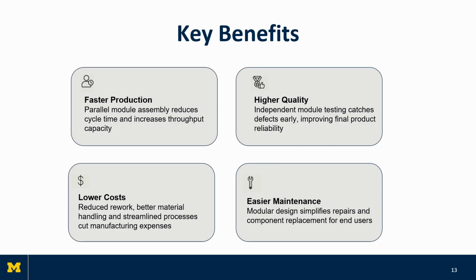Our design and sequence has various benefits. Parallel assembly speeds up manufacturing for faster production, streamlined processes reduce expenses, and modular parts simplify repairs, making maintenance easier for farmers and municipal users. These benefits enhance efficiency and usability.